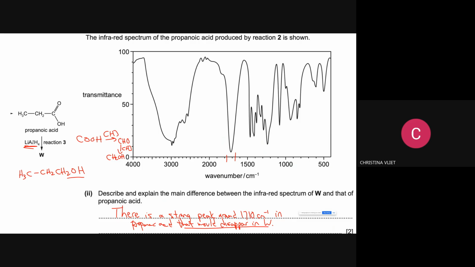But if you needed to say more than this, you could have also said that in W, there would have been a stronger peak at 3200 to 3400, and the 2500 to 3000 would go away. Because it's not a carboxylic acid, it's a regular alcohol. So that's the more you could have said if you needed to explain more. But this was enough for the marks.